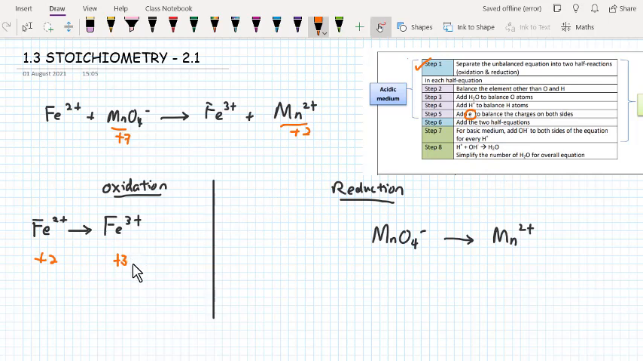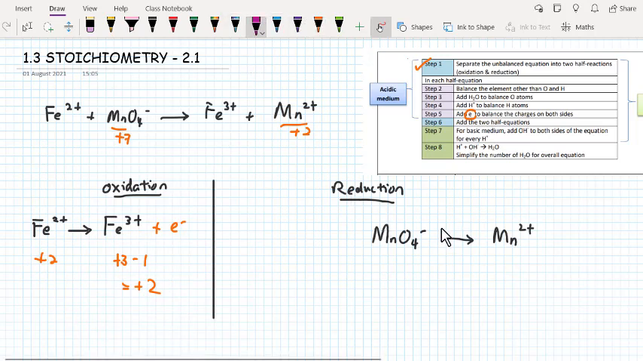So always add electrons to the side which has a higher overall charge. In this case, on our right hand side, +3 is higher. Then we will add one electron on the right hand side. So when you add one electron, that means you add a -1. So the overall charge on the left and also on the right become balanced. So we have done the oxidation part.